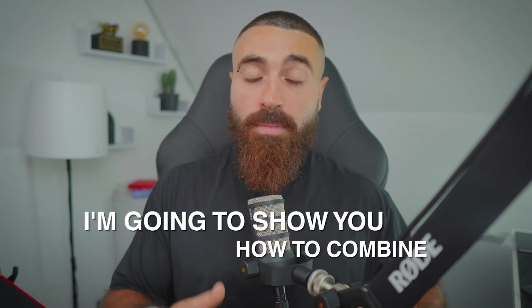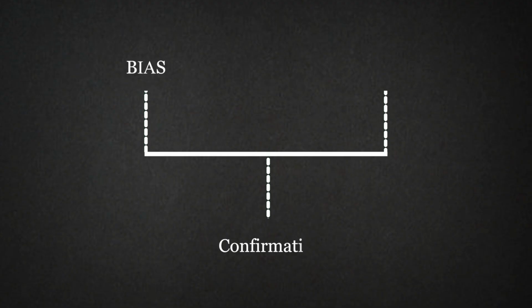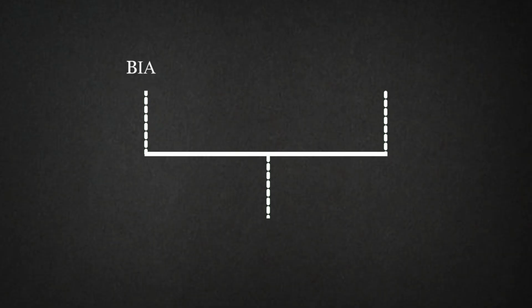I'm going to show you how to combine volume and fundamentals to find the best trade setups. It's very simple, 3 steps: bias, confirmation, entry, exit. That's it. You're most probably struggling with one of those 3 steps, and we're about to fix it in this video. So number 1, bias.